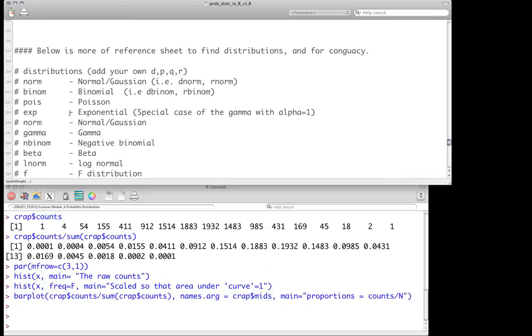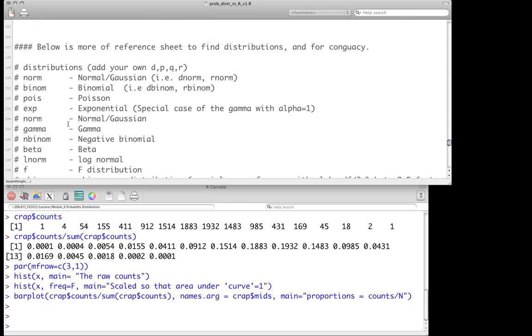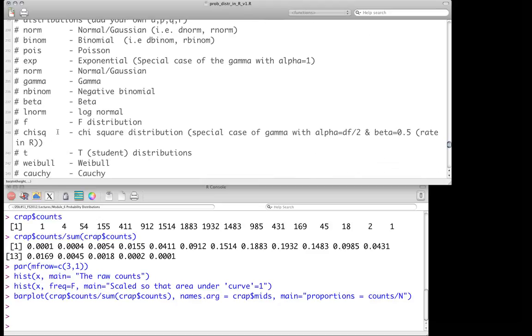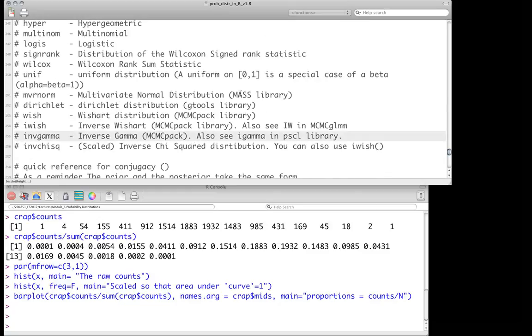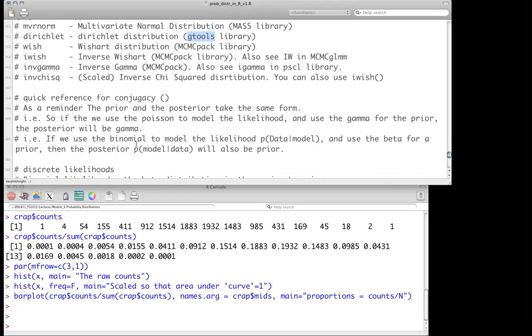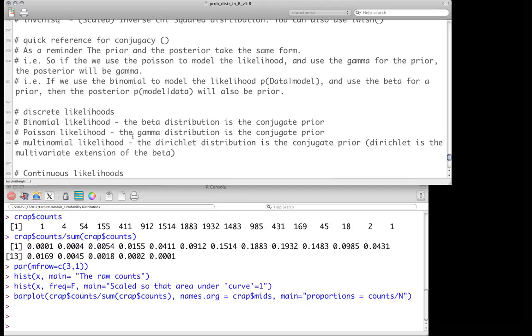Okay, so I won't go through this, but I just want to let you know that here's a list of all the different distributions that you potentially could use in R. I'm sure there's more than I have listed here, but here are all the standard ones. And I've also got a bunch listed for when they're in special libraries. So, for instance, the multivariate normal distribution is available in the MASS library. The Dirichlet is available in gtools. The Wishart and inverse Wishart are available in MCMCpack, and so on. And we don't need to worry about the conjugacy right now, but I just put this down here because you'll probably use this mostly when you start to do some basic Bayesian inference. You might want to remember what some of your conjugate inferences are.